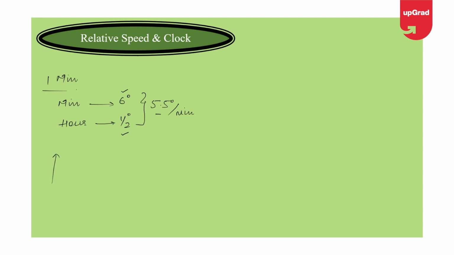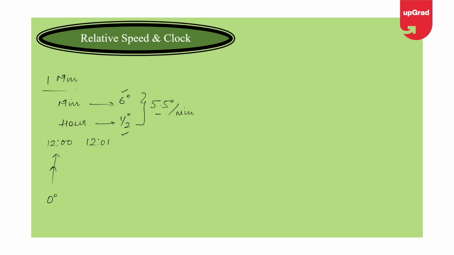So for example, this is 12 o'clock. I write it as 12 o'clock. What is the angle between them? It is 0 degrees because they are completely intersecting each other. Now what will happen at 12:01?